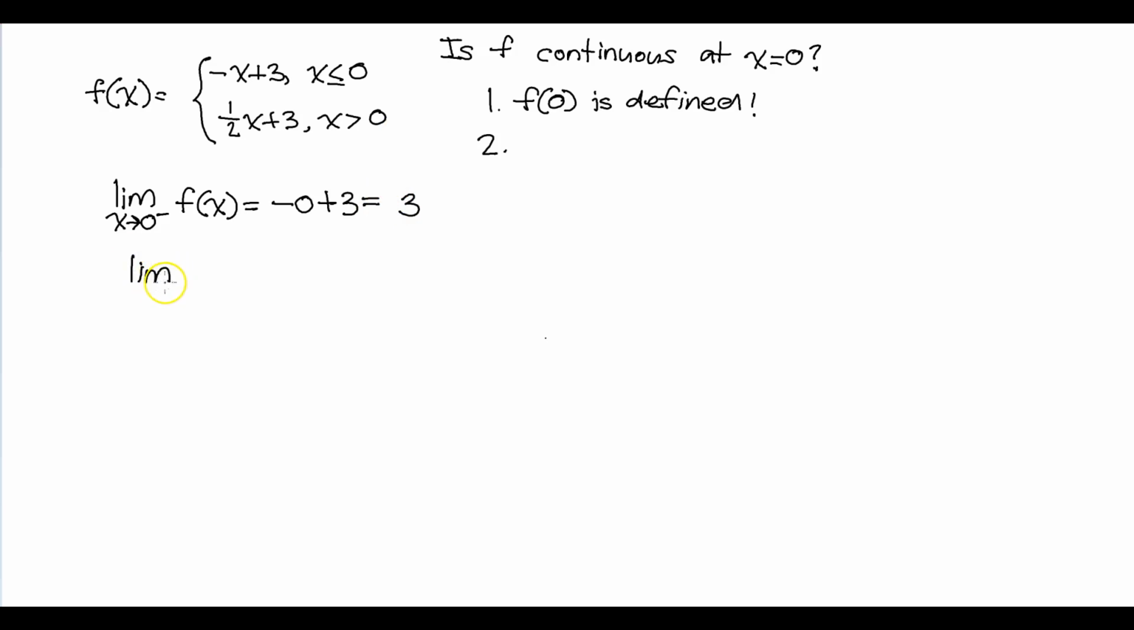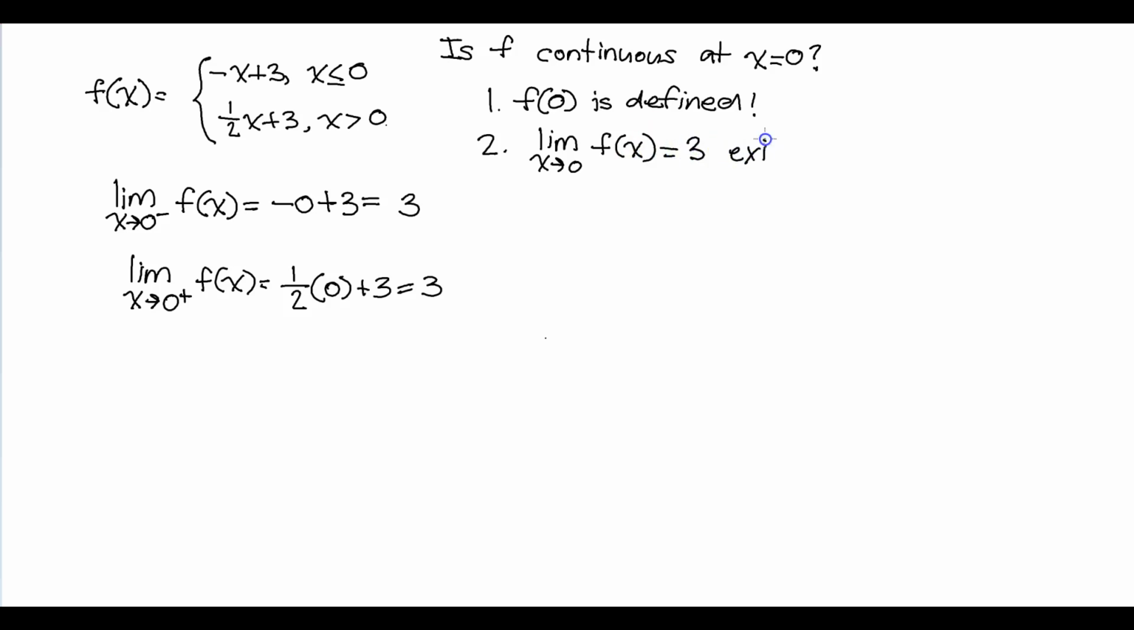How about the limit to the right? Well, the points to the right of 0 will all be on the bottom function, since all the numbers greater than 0 follow the bottom function. So let's substitute 0 into the bottom function. That's 1/2 times 0 plus 3. So 1/2 times 0 is 0 plus 3 equals 3. Since the limit from the left and the limit from the right both equal the same value, the limit as x approaches 0 of f of x exists and is equal to 3.